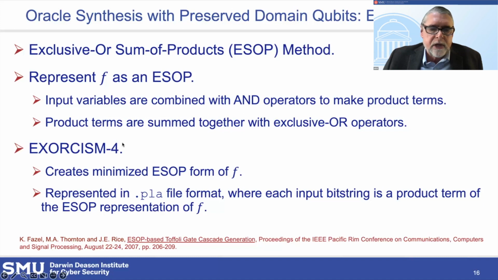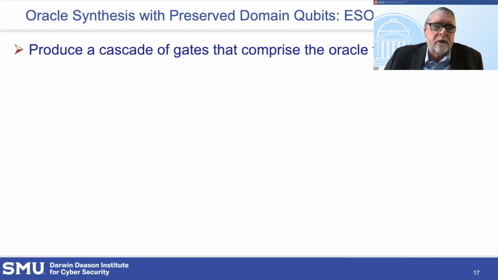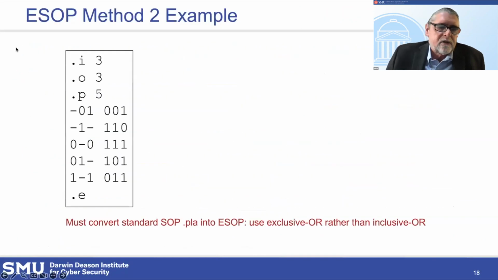And then we showed back in 2007 that simply by converting these SOPs to ESOPs, we have a very simple way to synthesize oracles. So let me show you an example of that. In this case, we're going to start off with the ESOP. So this has already been converted from a sum of products to an exclusive OR sum of products. And here's the function that a user would wish to specify.